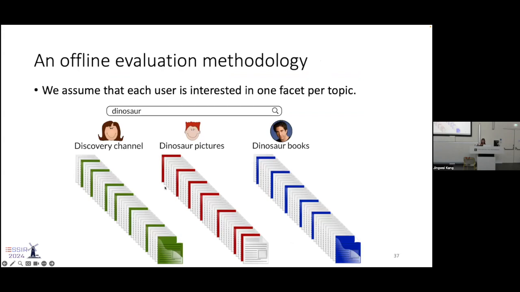And here we assume that each user is interested in one facet per topic, which means that the girl here may be interested in the discovery channel facet, and the boy here may have the user intent of dinosaur pictures, and for the man here, we assume the hidden information need is dinosaur books. And for each of them, we have some ground truth document annotations here to attach the corresponding documents for each of the facets.